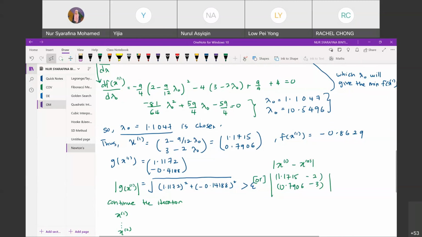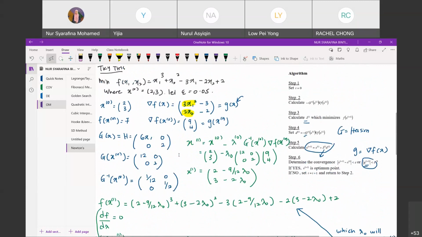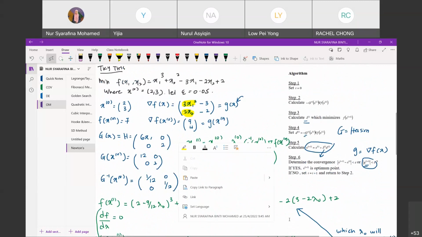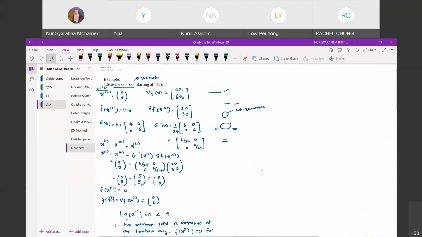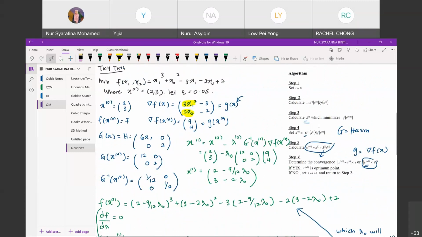Okay, any question for the first iteration here in solving the non-quadratic by using Newton's method? The difference from the quadratic is that there we don't find the value of lambda. But for non-quadratic, we usually use this iterative formula and find the value of lambda first to accelerate the process of finding the solution point. Okay, any question?